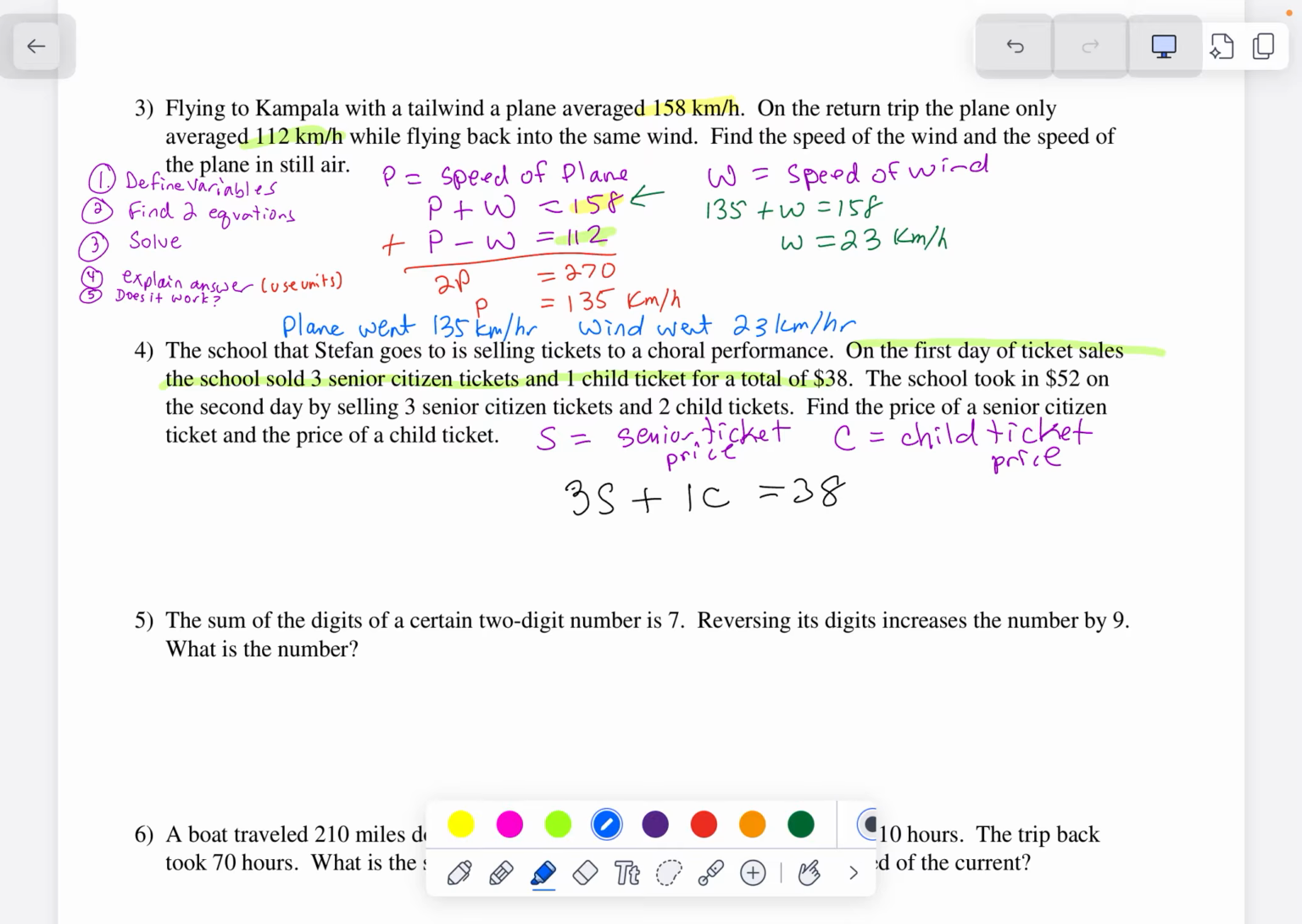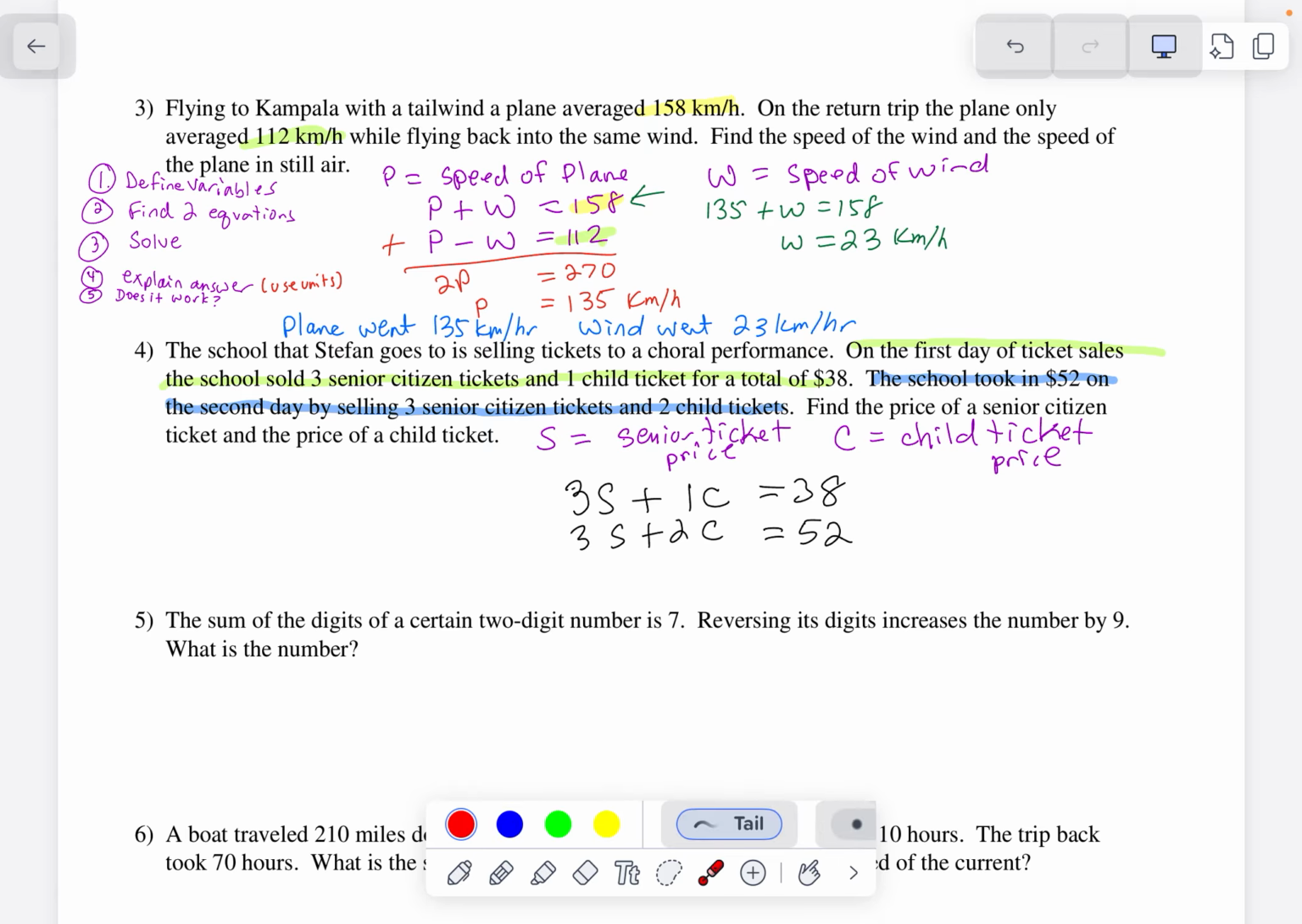Okay. Now our second sentence here, let's read that one. In that day, they took in $52 by selling 3 senior tickets and 2 child tickets for $52. And then my sentence says, find the price of the senior ticket and the price of the child ticket. Okay. So we have that system. Can we do it like we did it before without any changes to our equations? No, we have a little math to do.